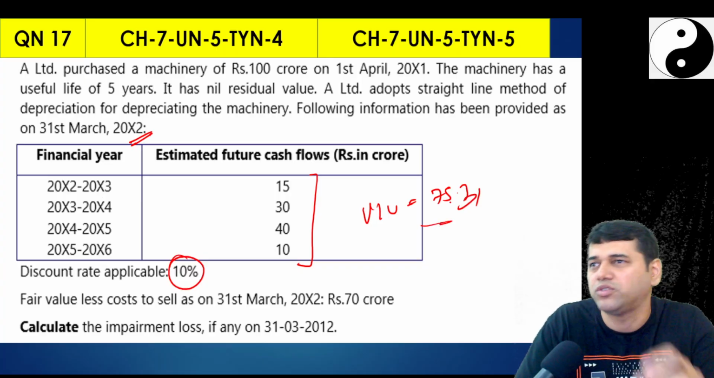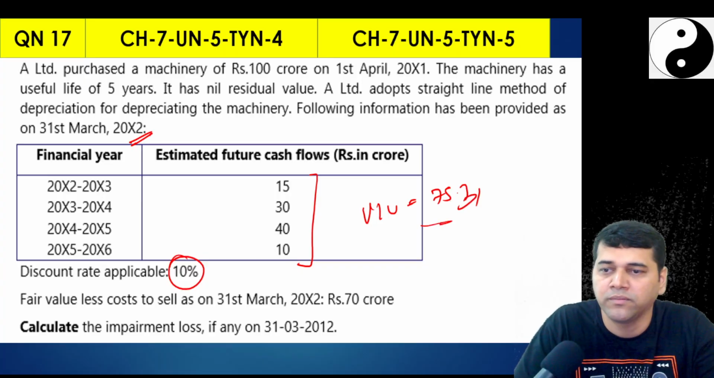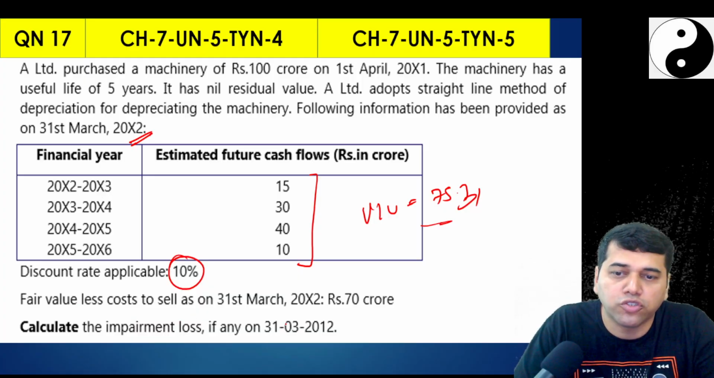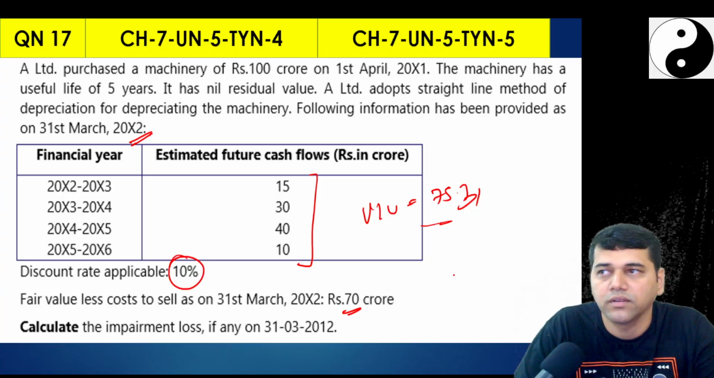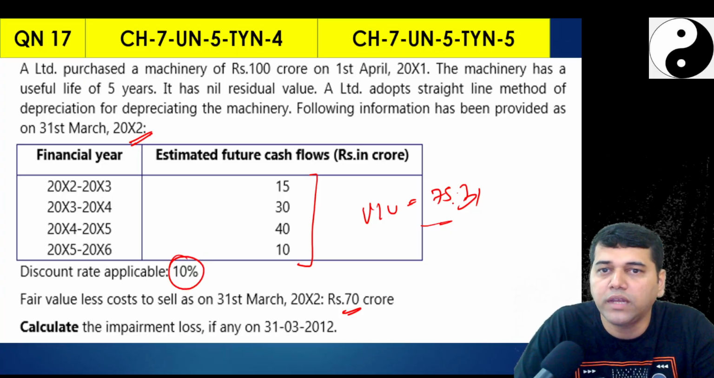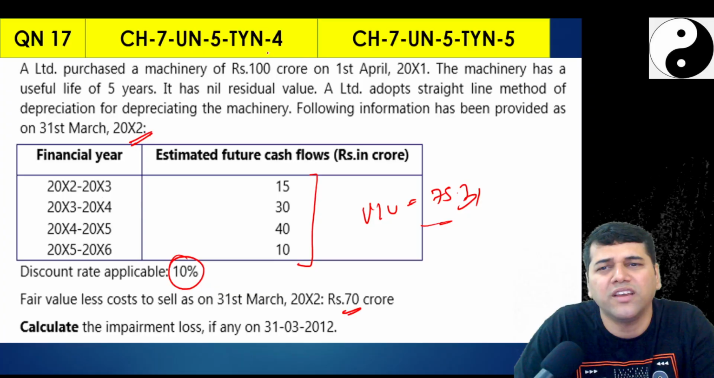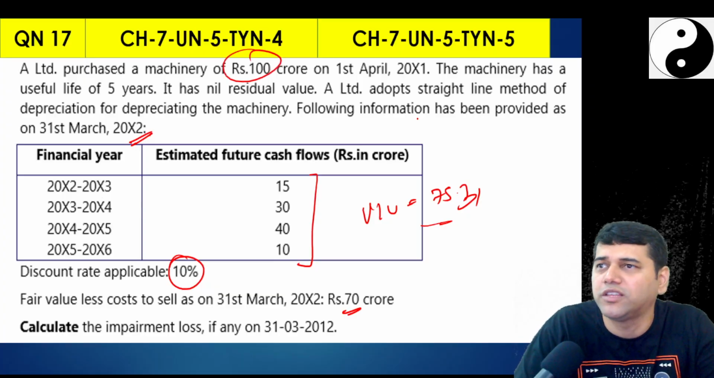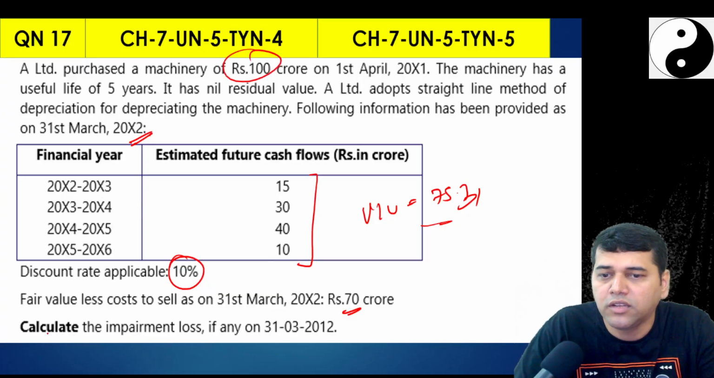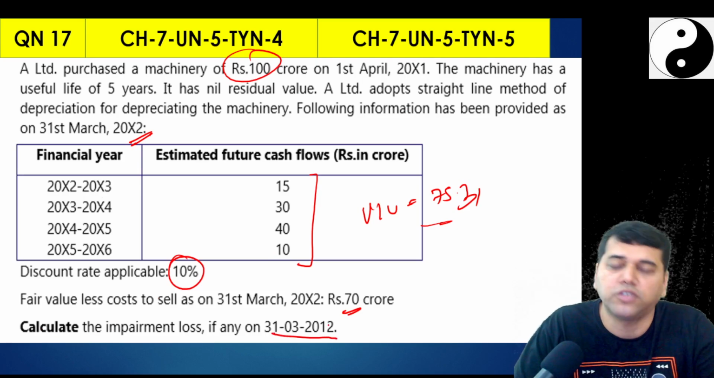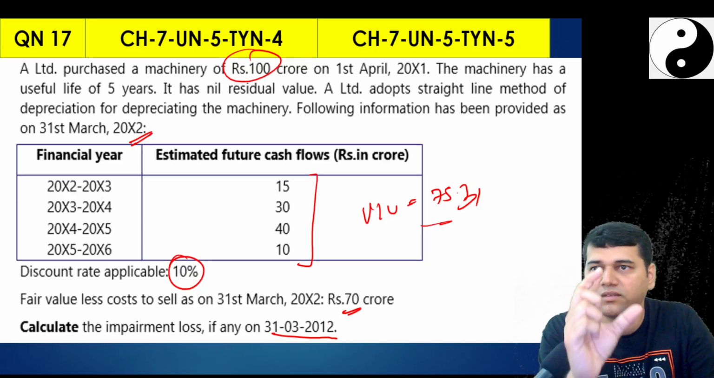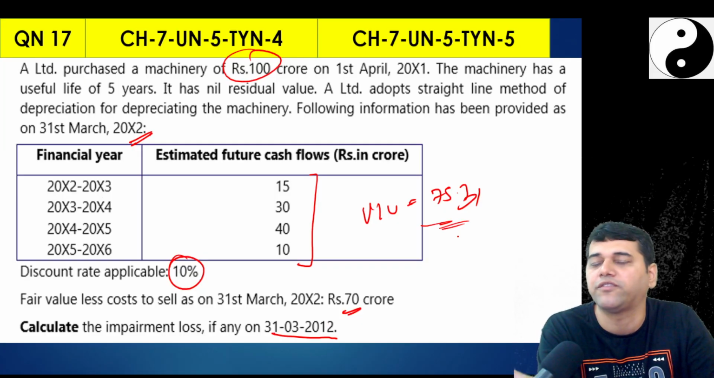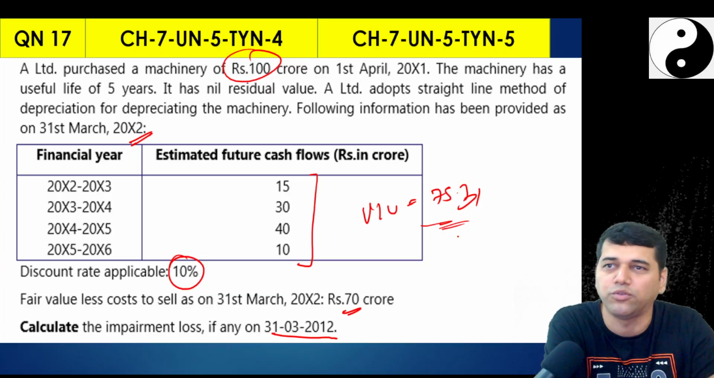Anyhow, we will not do this working. You can note it, and use the space. Now, fair value less cost to sell on 31st March is 70 crores. Have they given me the book value? No, they have given me the cost, the life and all the details, so I can always calculate. Now, calculate the impairment loss on 31st March 2012. Yes, please tell me. Leave some space. Write value in use equal to 75.31.